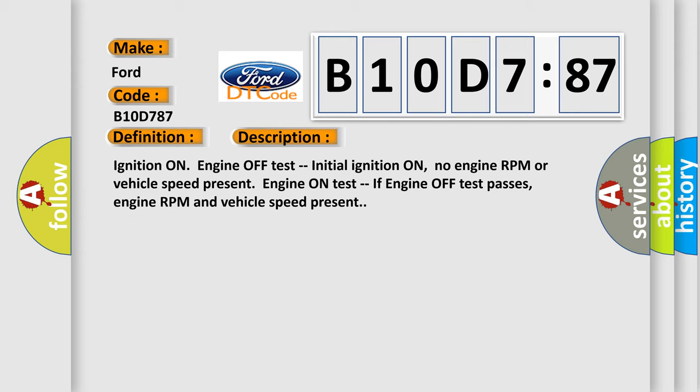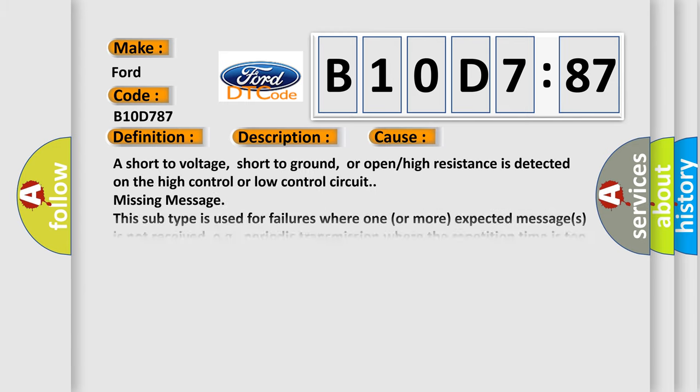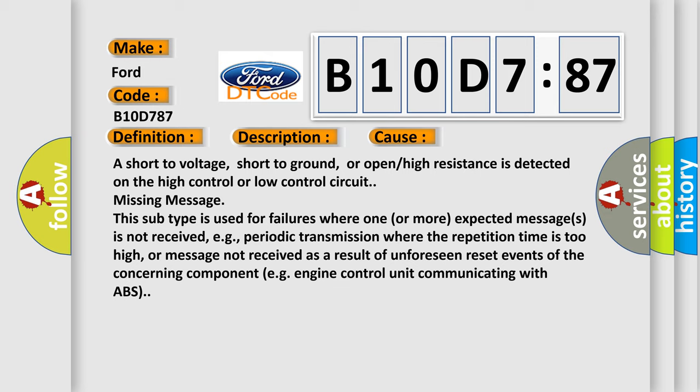Ignition on, engine off test, initial ignition on, no engine RPM or vehicle speed present. Engine on test, if engine off test passes, engine RPM and vehicle speed present. This diagnostic error occurs most often in these cases: a short to voltage, short to ground, or open or high resistance is detected on the high control or low control circuit, missing message. This subtype is used for failures where one or more expected messages is not received, e.g., periodic transmission where the repetition time is too high, or message not received as a result of unforeseen reset events of the concerning component, e.g., engine control unit communicating with ABS.